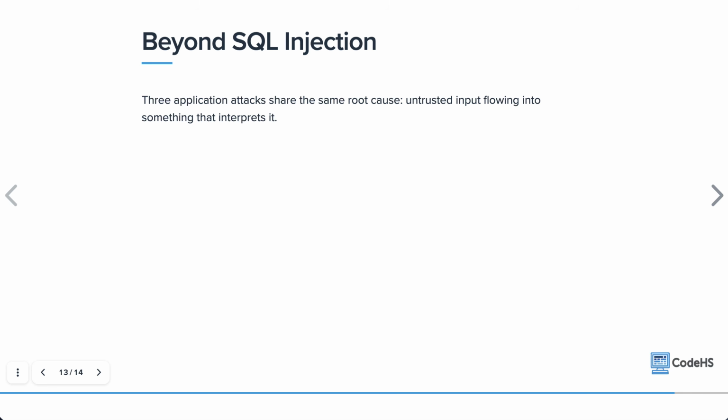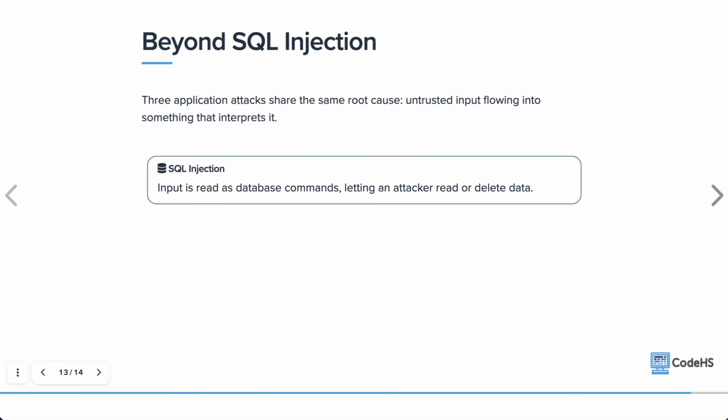Three application attacks share the same root cause: untrusted input flowing into something that interprets it. Let's walk through each. SQL injection. Input is read as database commands. This is the one you have seen. User input shows up inside a SQL query, and the punctuation makes part of it look like code.